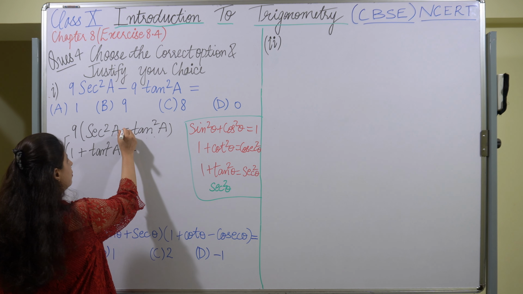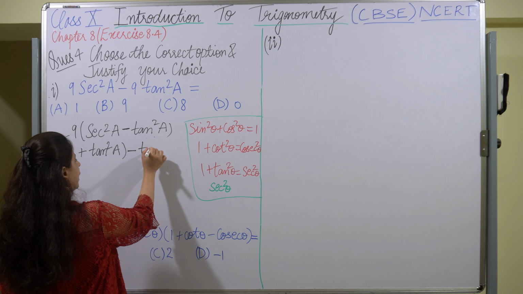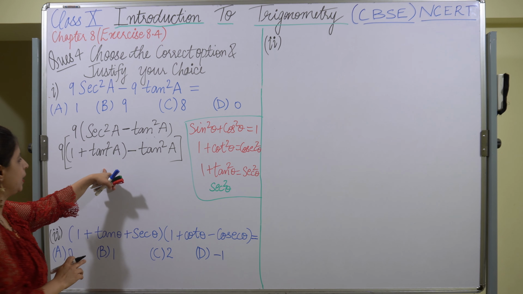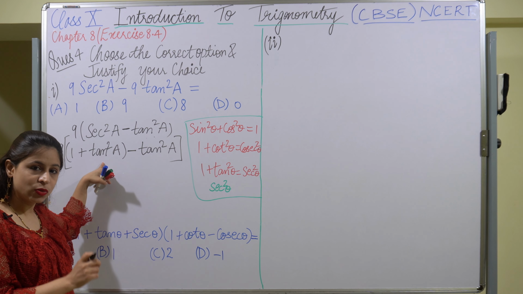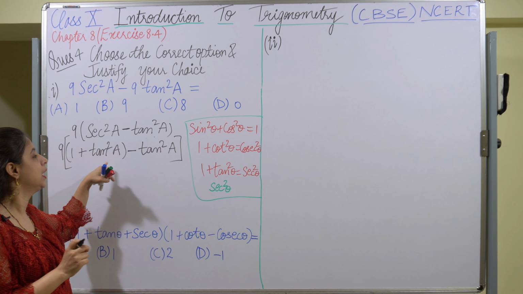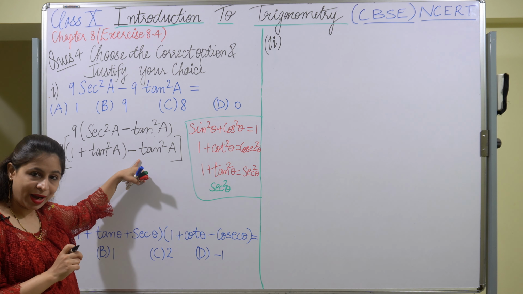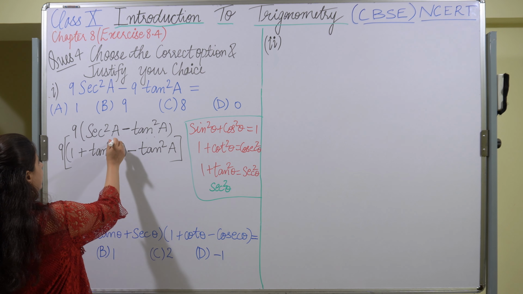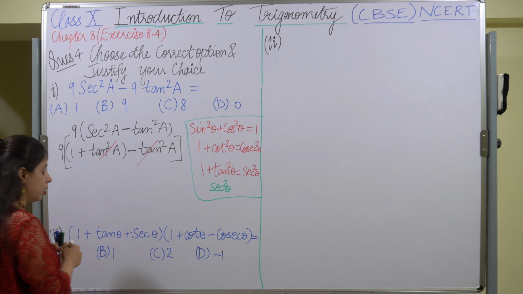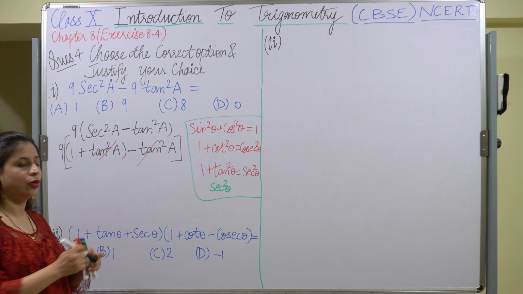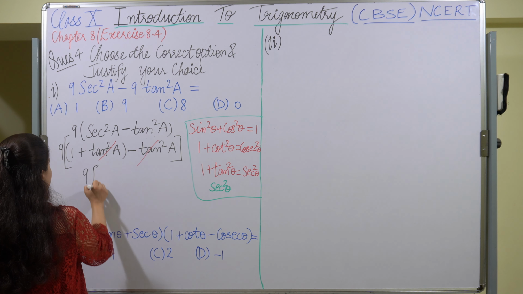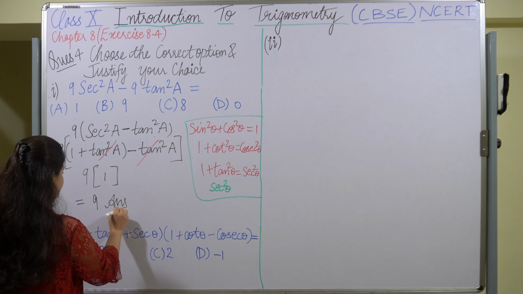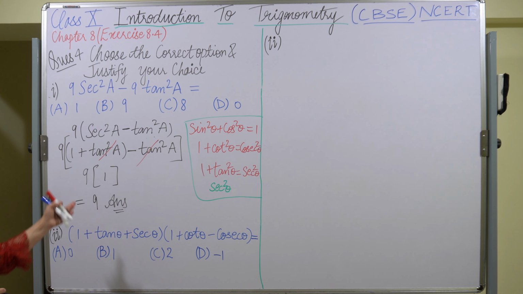And here is the minus sign in between, again tan square A. So when we open it, this tan square A is of plus sign, and this tan square A is of minus sign. So both will get cancelled, plus minus will get cancelled, and we will be left here with only 1. So 9 into 1 will be 9 as my answer. The answer will be 9.